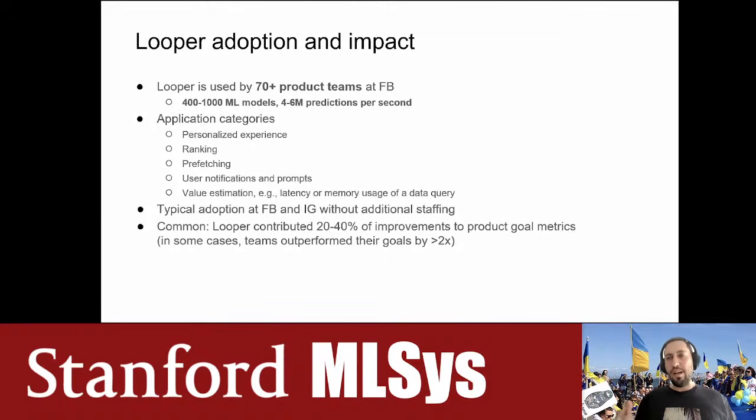These we call AI outputs. Could be a lot of different things. The application categories can be formulated as personalized experience, different types of ranking, but not feed ranking, prefetching of data and precomputation, user notifications and prompts, and then value estimation, basically numerical predictions such as latency or memory usage of a data query. And all of these are implemented without really changing the application code too much, with ML code being in our platform.